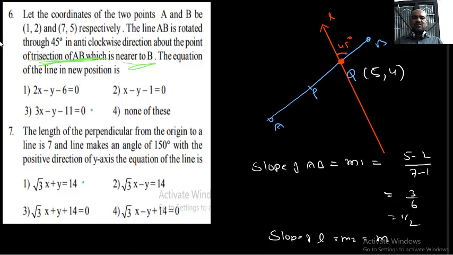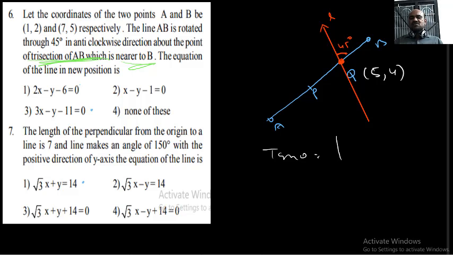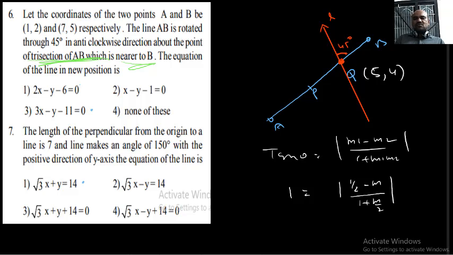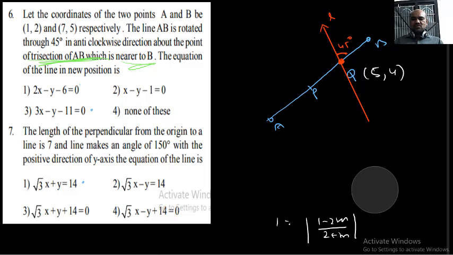By using the angle between lines concept, you should remember tan theta equals the modulus of (m1 minus m2)/(1 plus m1 m2). Here tan 45 is 1, which equals (1/2 minus m)/(1 plus m/2). So 1 equals the modulus of (1 minus 2m)/(2 plus m). Here you get two m values. After that we will decide which m is the required one.